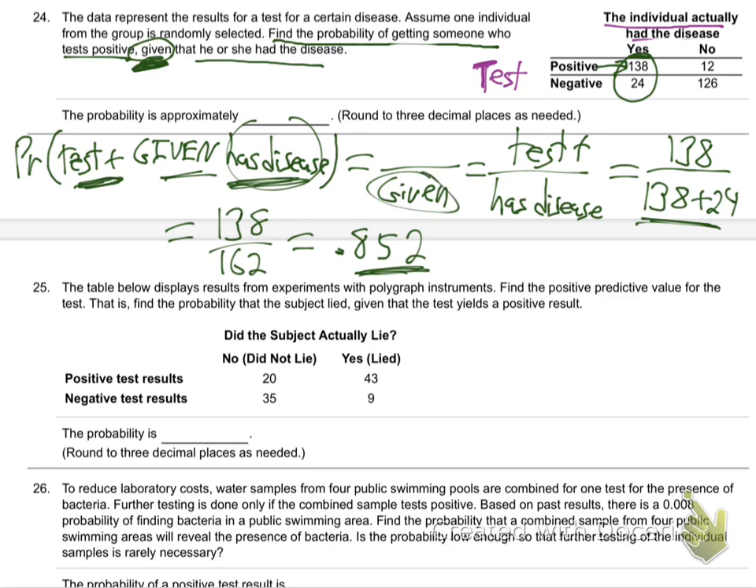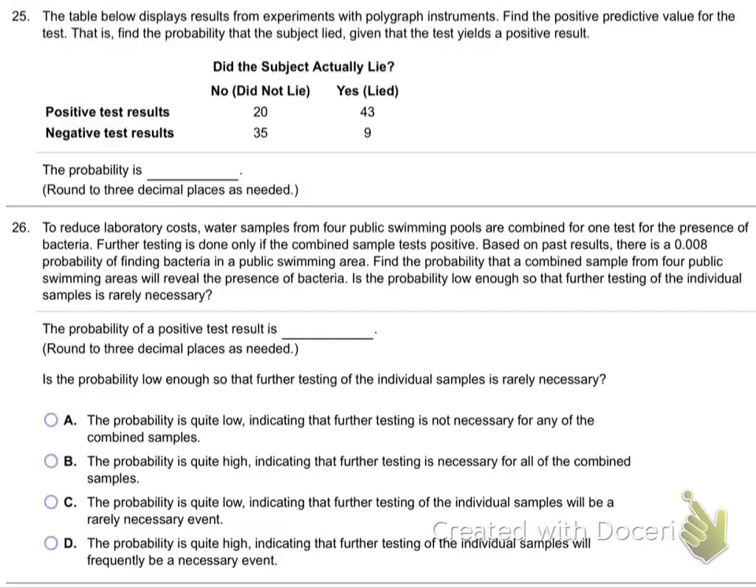So again, given is always the denominator. We're given they have the disease. We're talking about some of these people because it's somebody that has the disease. And out of those people, how many tested positive? 138.